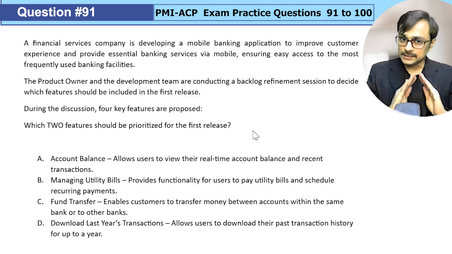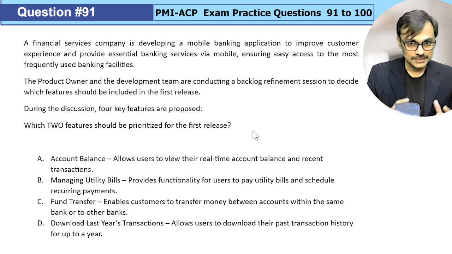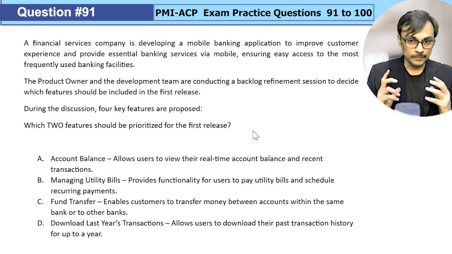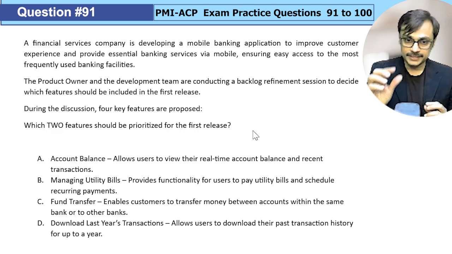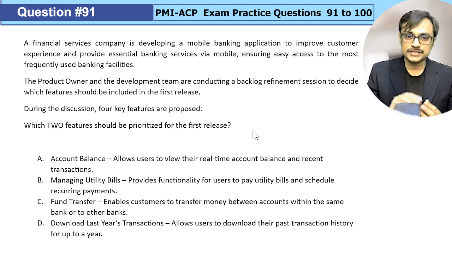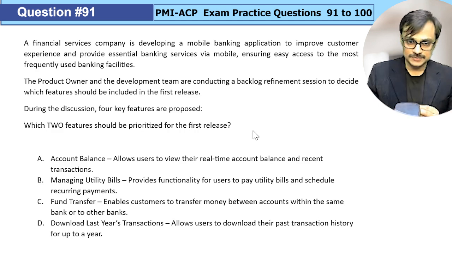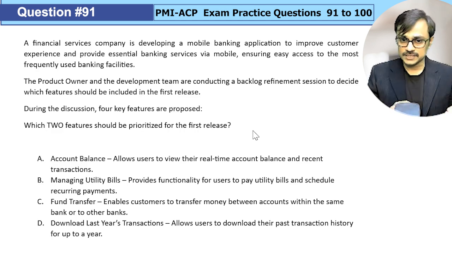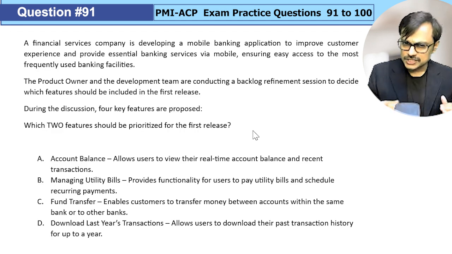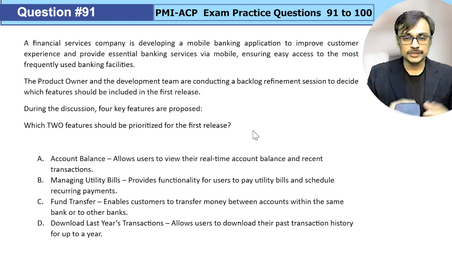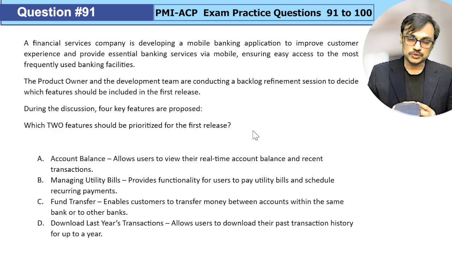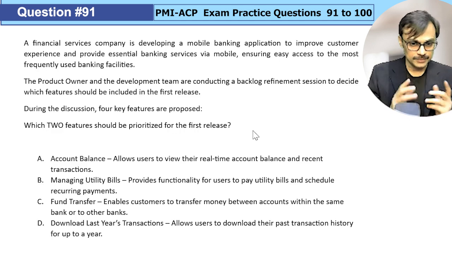So this question requires a little bit of judgment because it is listing out 4 features and you need to pick 2 features which you want to propose for the first release. If you face these kinds of questions, you need to be very clear about the goal of the application. So you understand it's a mobile banking application and they are looking for improving customer experience by providing essential banking services with the help of mobile. So any features out of 4 which are focusing on the essential part, we need to pick. Yes, essential is a judgment, but you should be able to do elimination and find out which 2 may win in this particular situation. Let's see.